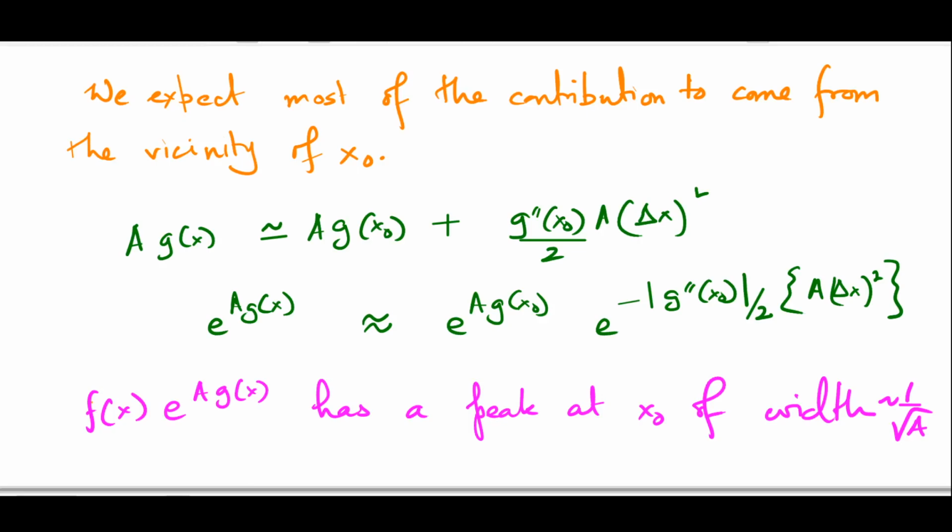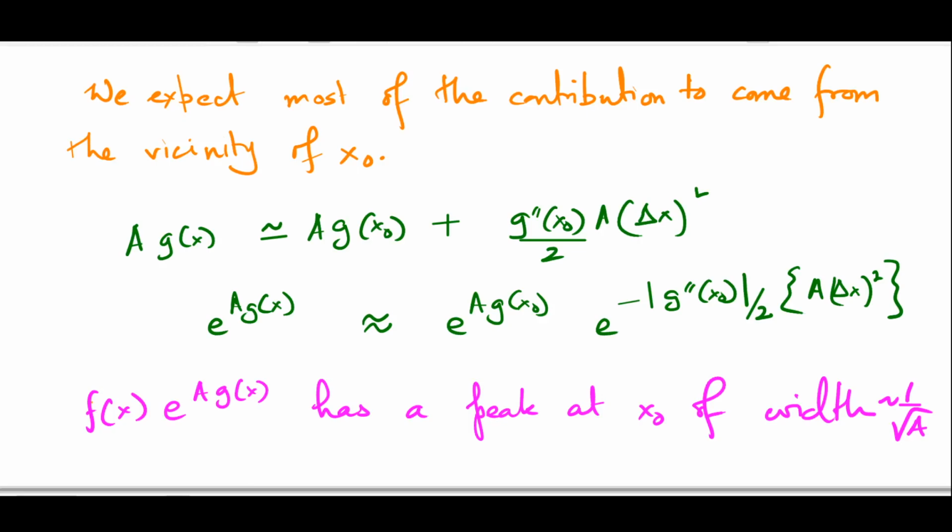So the exponential of A g(x), the dominant factor in our integrand, is going to be approximately e to the power A g(x0) times e to the power minus magnitude of g double prime(x0) by 2 times A delta x whole squared. Note that g double prime(x0) has to be negative because g is a maximum at x0. So notice that the quantity A delta x whole squared controls the behavior of the peak. This is like a nice Gaussian curve, and the bigger A is, the narrower the curve is going to be.